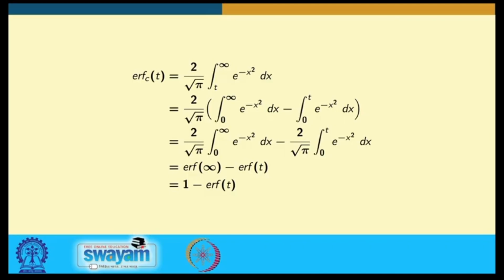So this is nothing but ERF of infinity minus ERF of t, and ERF of infinity, in the last slide we have shown, is 1. So the complementary error function is nothing but 1 minus the error function of t. So, complementary error function of t equals 1 minus error function of t, what we have shown over here.